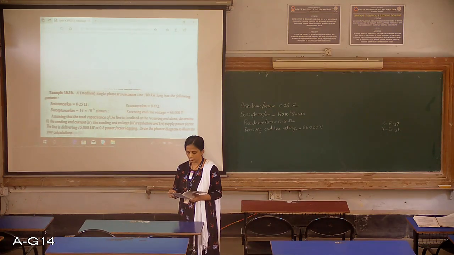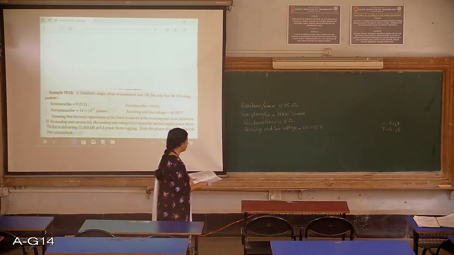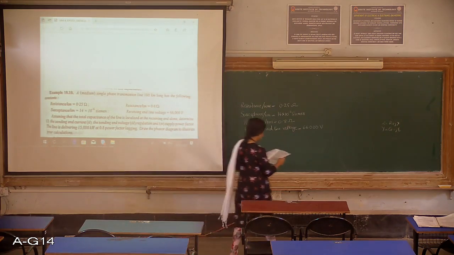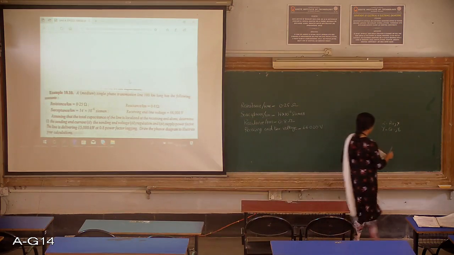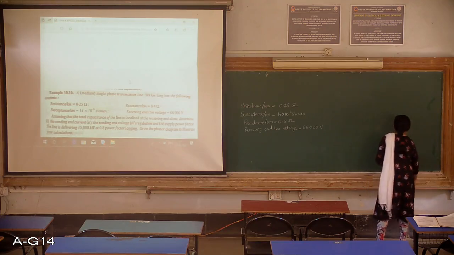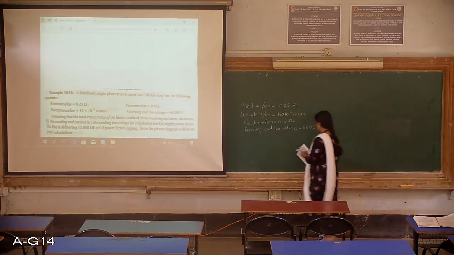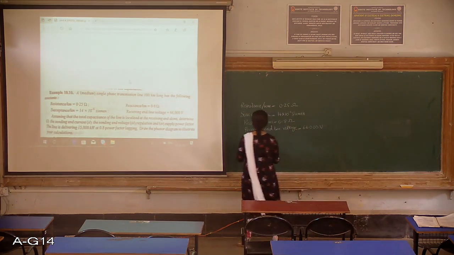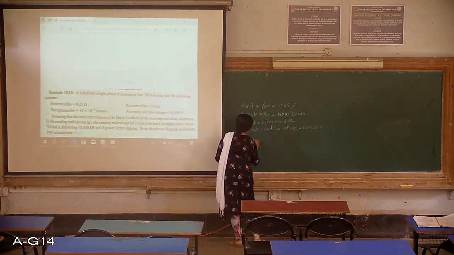Okay, so they have also asked to draw the phasor. Draw the phasor to illustrate your calculations. So first let us represent the circuit. They have told us indirectly that it is an end condenser method.